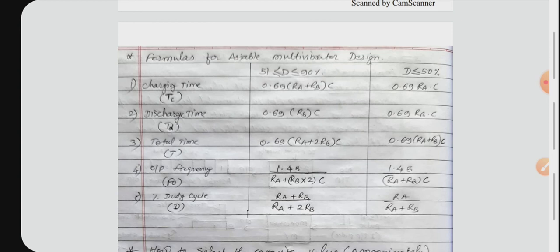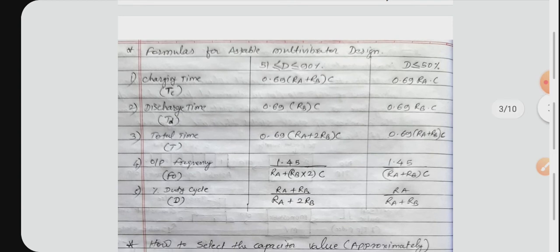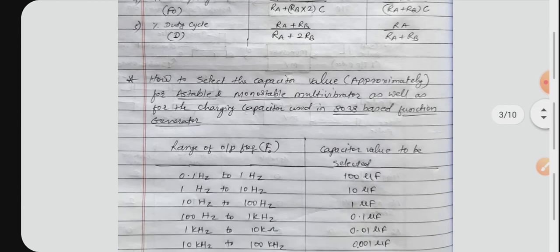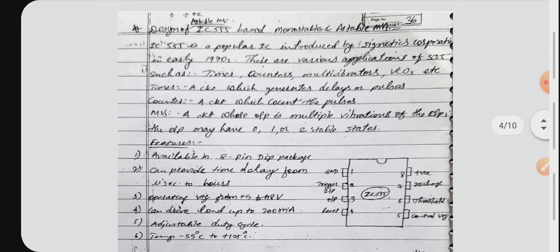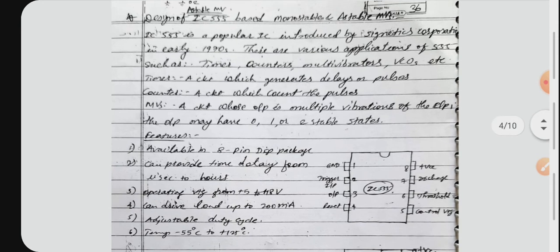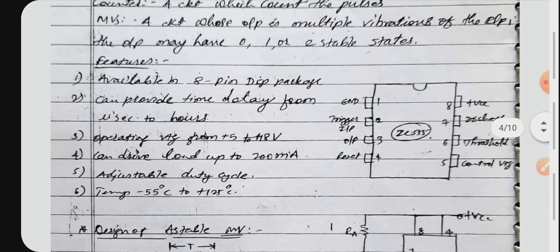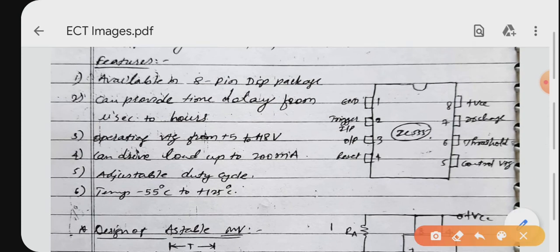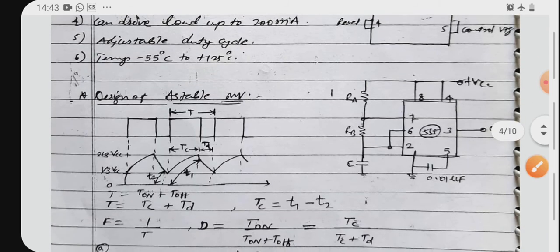Before proceeding further, you should know the formulas for astable multivibrator design. So before that, you can see the IC555, its pin diagram. It has 8 pins like IC741. There are 8 pins. Pin number 1 ground, pin number 2 is trigger input, pin number 3 output, 4 reset, 5 control voltage, 6 threshold, 7 is called as discharge pin, and 8 is called as VCC. This is IC555.